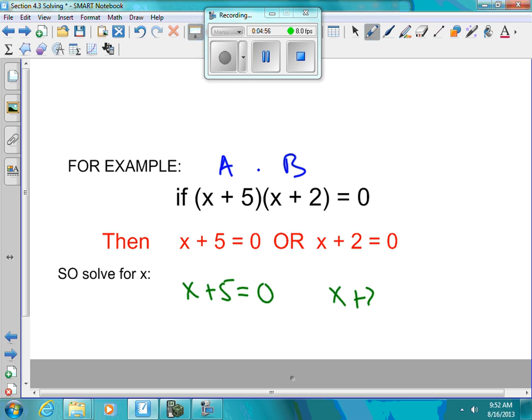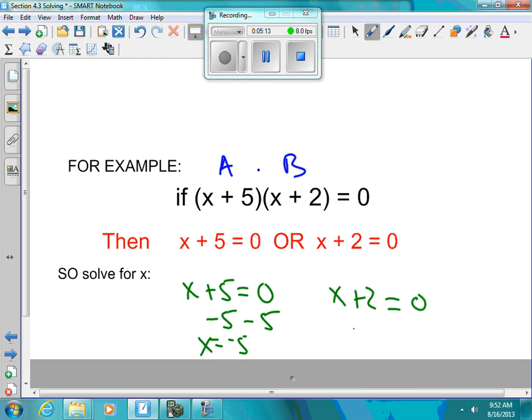X plus 2 equals 0. These are called one-step equations. I know you definitely did them in algebra 1 whenever you took that, whether it was as a freshman or in 8th grade. X plus 5 equals 0. We undo adding 5 by subtracting 5. So x is negative 5.